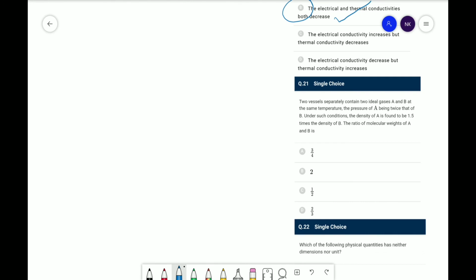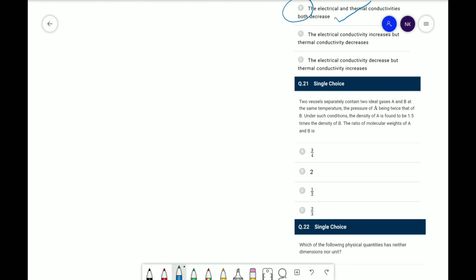What is the next question we have? In the next question we have two vessels separately containing two ideal gases A and B at the same temperature, the pressure of A being twice that of B. Under such conditions, the density of A is found to be 1.5 times the density of B. The ratio of molecular weight of A and B. So ratio of molecular weight means MA and MB.